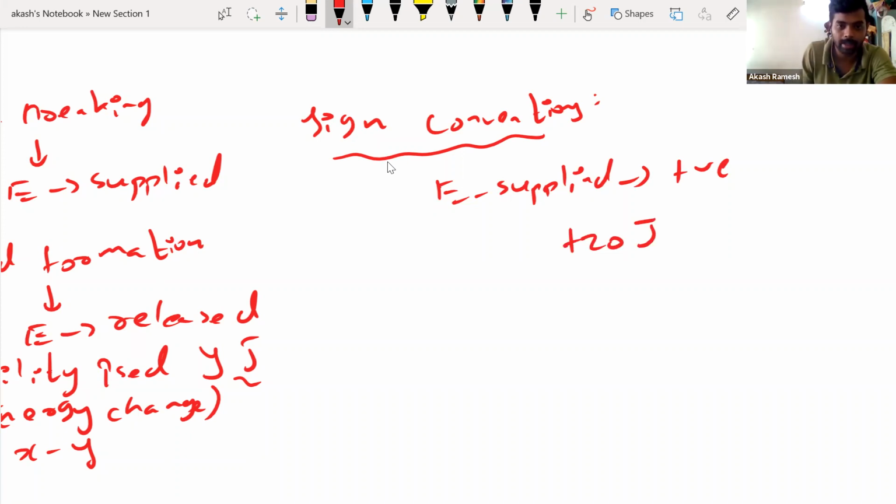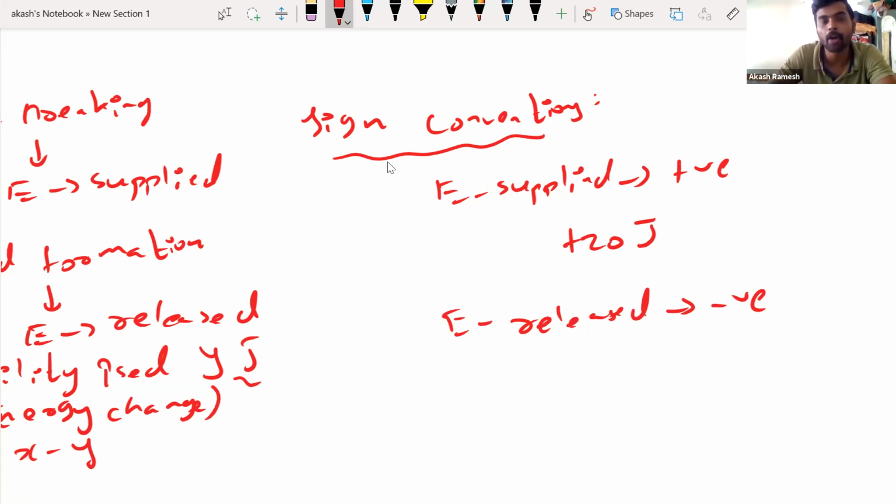And one more thing is, if energy is getting released, that should be a negative value. Say I tell you during a reaction some 40 joules of energy is getting released. Now, how should you write it? You should write it as minus 40 joules. Energy supplied should be a positive value. Energy released should be a negative value. Anyways, this is just extra information for you.